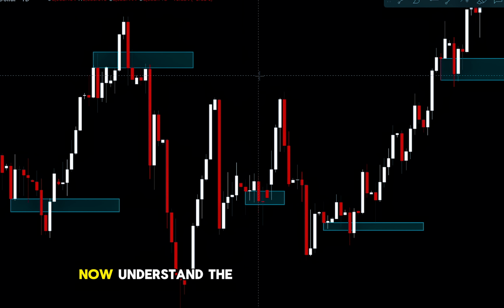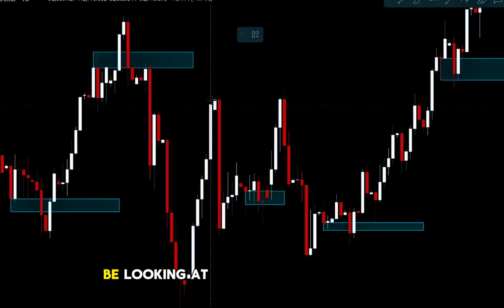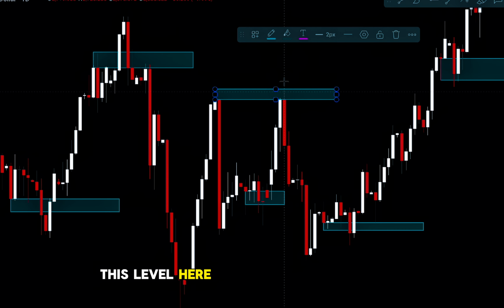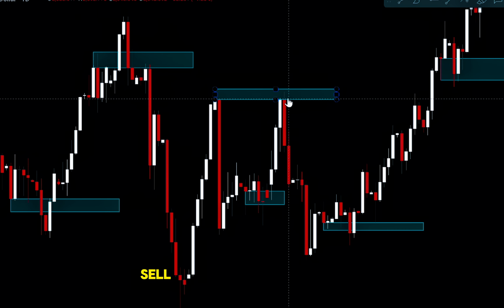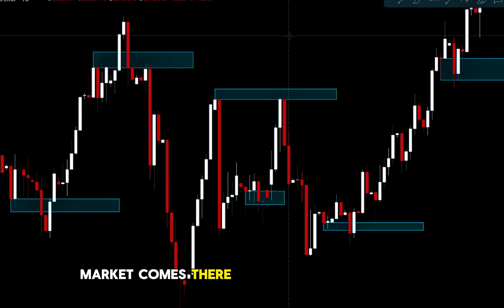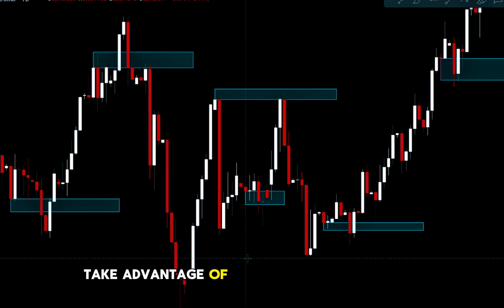And when you now understand the storyline, you will be able to understand why you have to be looking at this level here, or anticipating that this level will give us a sell. And when the market comes there, you wait for your setup, look at the levels that it has created there in the lower time frames, let's say each one here, and then you take advantage of the sells.